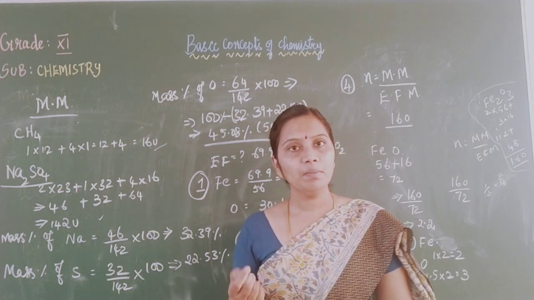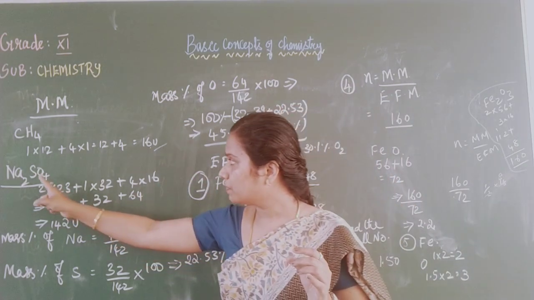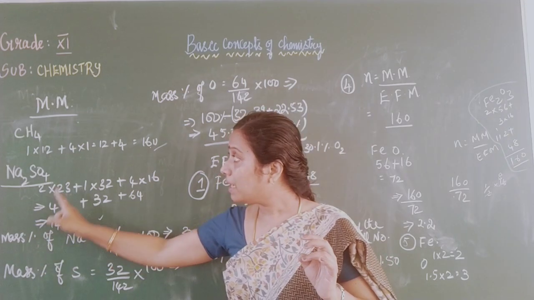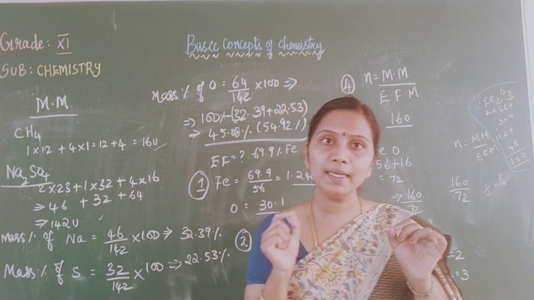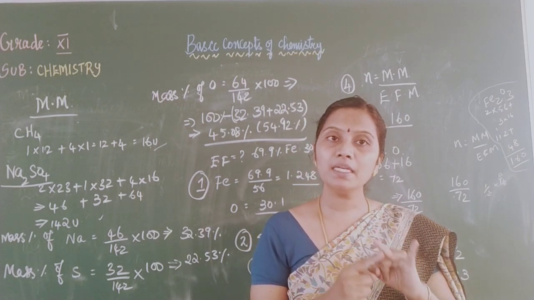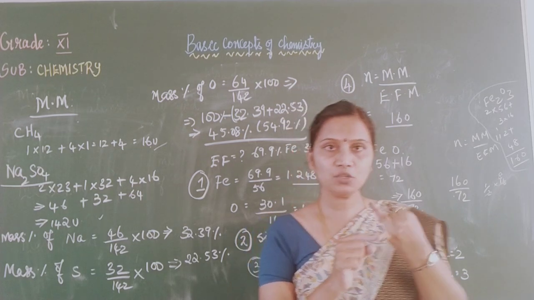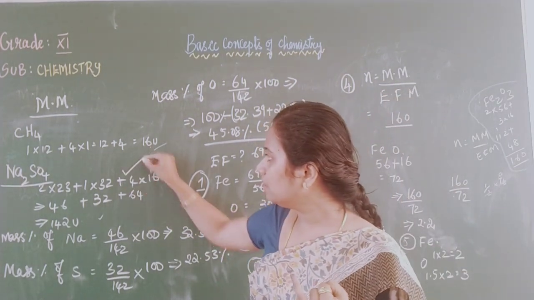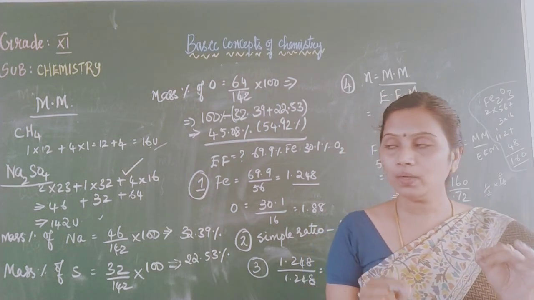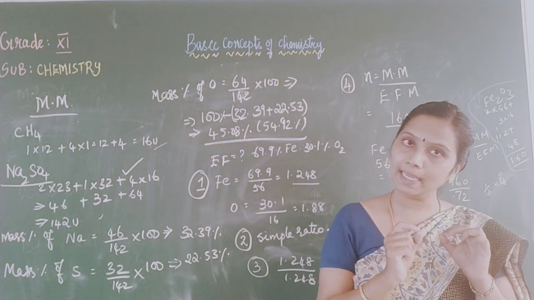Now, they will be asking you one problem telling, determine the molecular mass of sodium sulfate and calculate the mass percentage of individual elements present in it. What is the second problem? Calculate the mass percentage of individual elements present in that compound. My first objective I have done. I have calculated the molecular mass. What is the second objective? I have to calculate the mass percentage of individual elements.